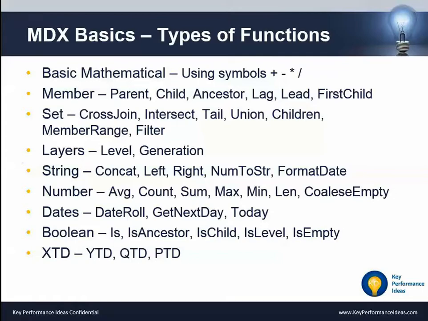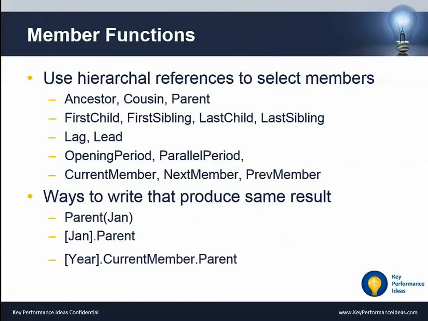So looking specifically at those that I think are probably most used or most unique to MDX, you have your hierarchical references, which we are all familiar with from using the application. So you have your ancestor, your cousin, your parent, first child, first sibling, your lag and your lead, various different ways to look at your period, and then again that current member, next member, and previous member, where you're actually looking at the specific member that's being evaluated. It allows you to make the query dynamic and evaluate for more than just one specific member.